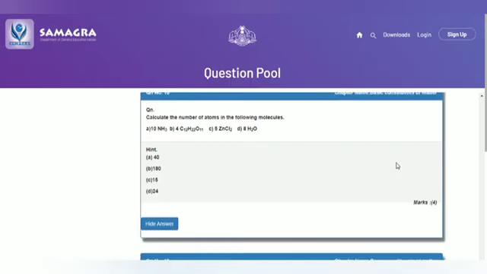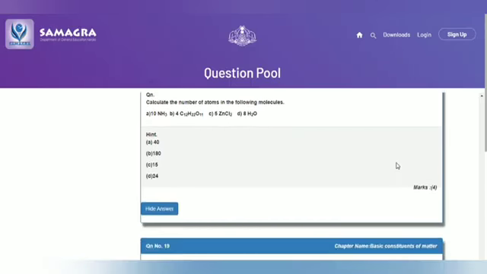18th question. Calculate the number of atoms in the following molecules. In 10 ammonia molecules, the number of atoms present is 40. In glucose, C12H22O11, 4 molecules give 180. 5 molecules of ZnCl2 give 15. And 8H2O gives 12.